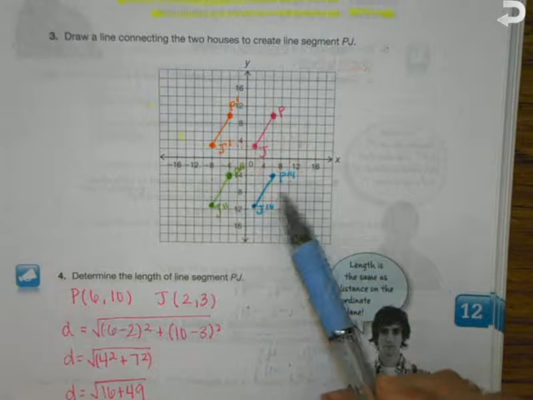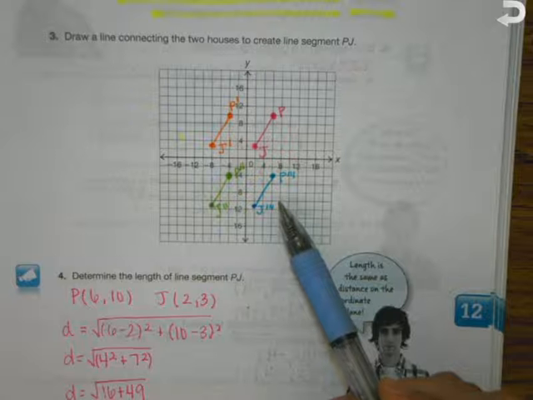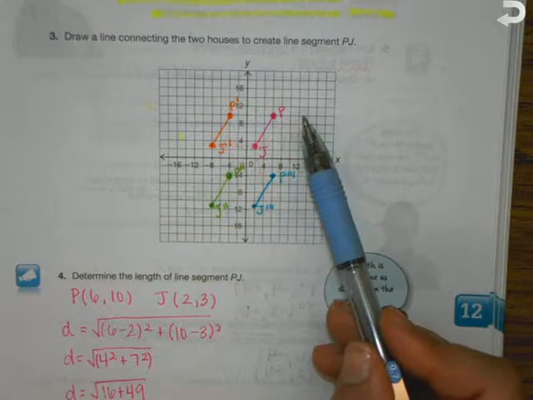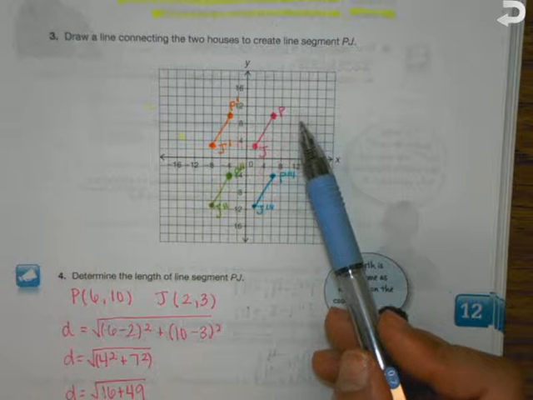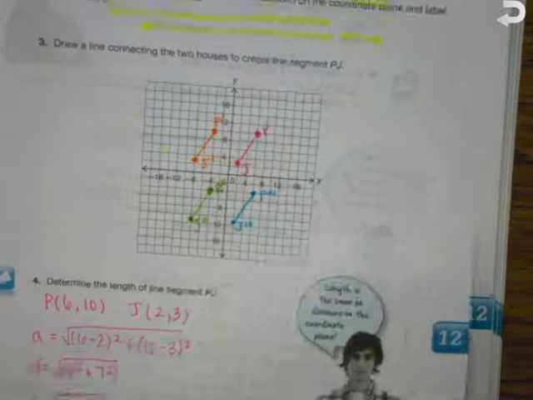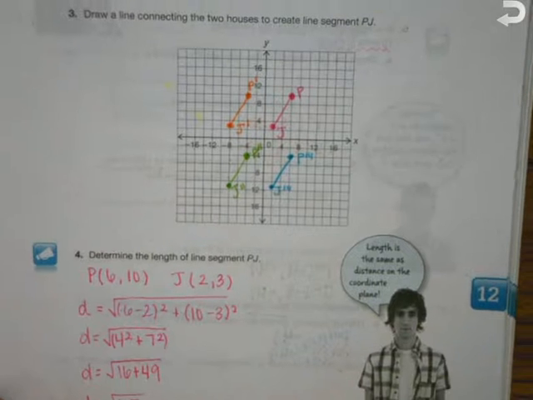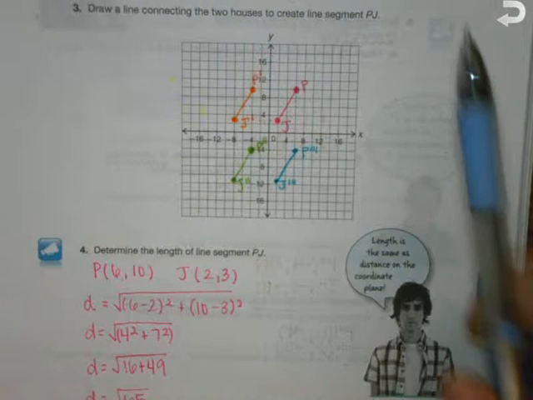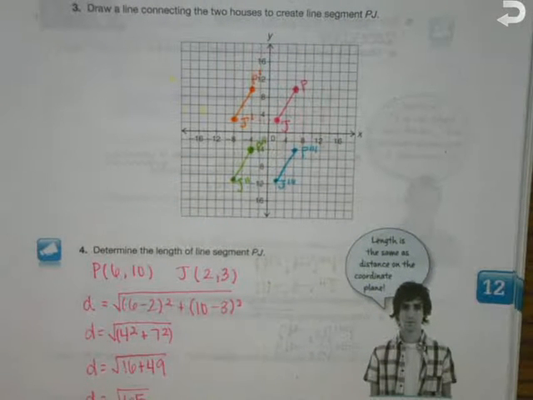Other question I want you guys to think about before we go. Did translating the segments change the length of the segment? No, because we're moving the entire thing. That's what rigid motion means. We're moving the exact same object just around in different places. So the size did not change. Okay?